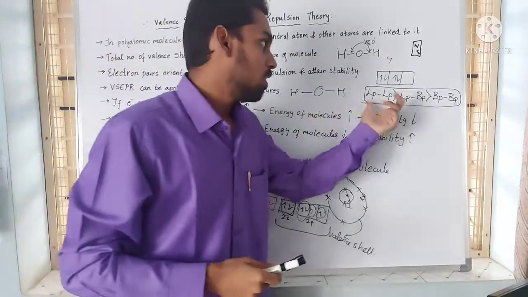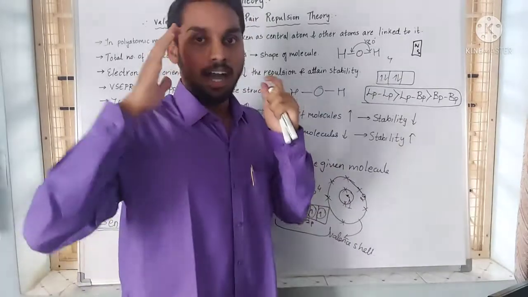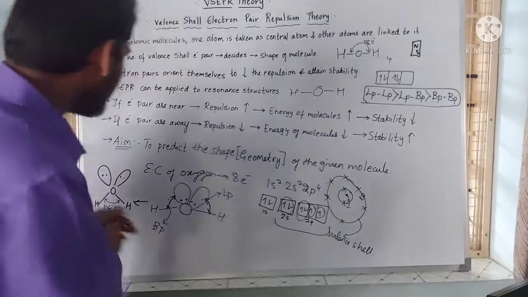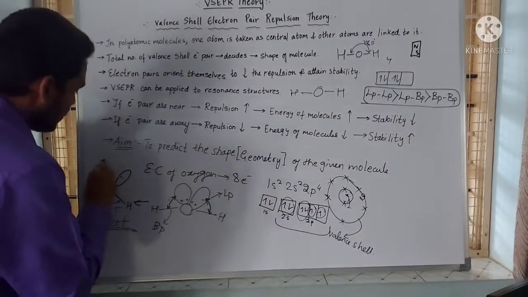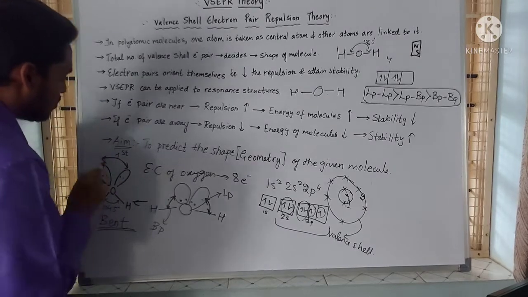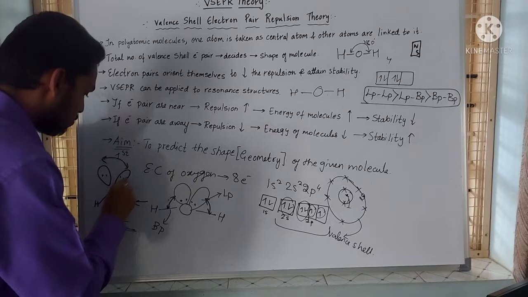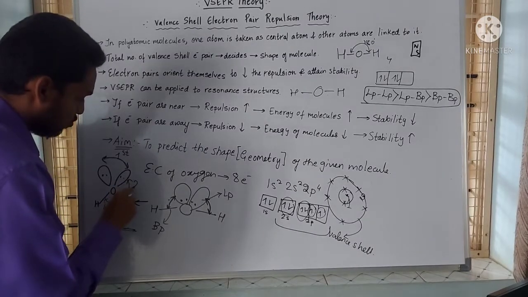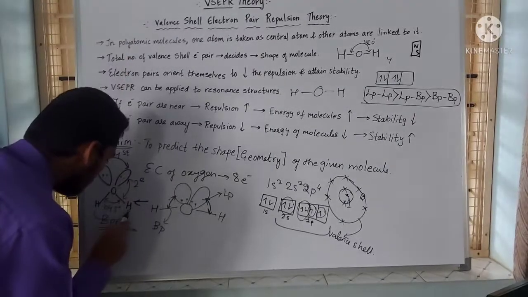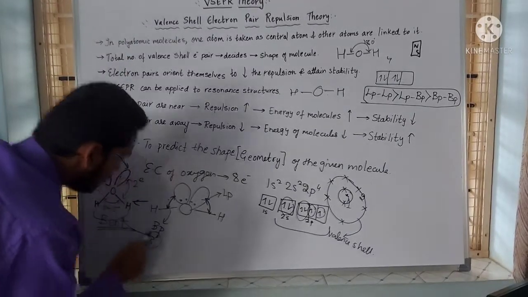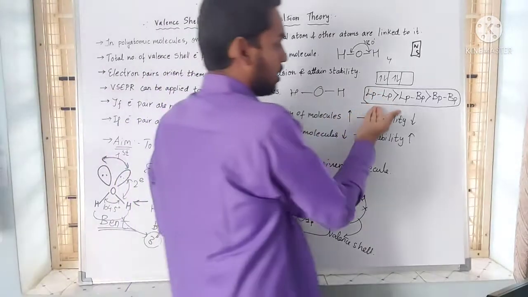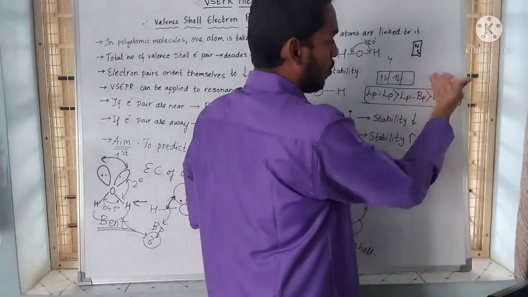So in this order, the lone pair-lone pair is highly repulsive. I would rank it first, which means it will be highly repulsive. Then comes lone pair-bond pair. This comes second, which means they are repulsive but not as much as lone pair-lone pair. Then comes bond pair-bond pair. This is third, so there will be repulsion but not as much as lone pair-bond pair. So I wrote the order as lone pair-lone pair, then lone pair-bond pair, then bond pair-bond pair.